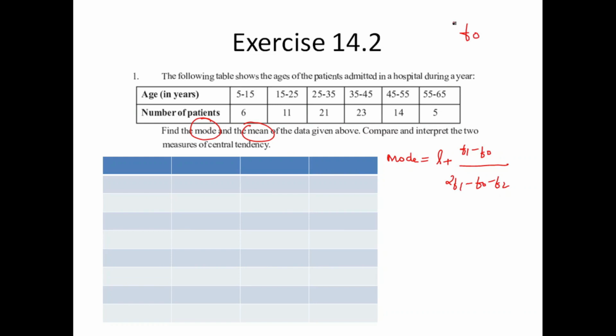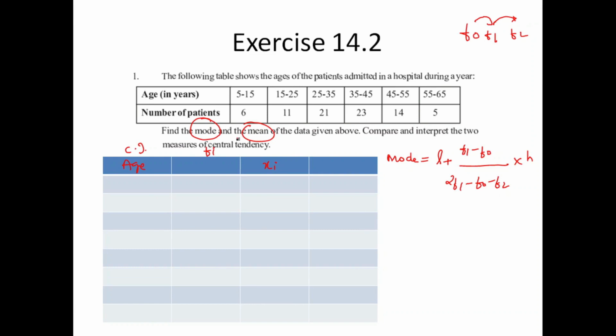So after that, you will be having the preceding and succeeding values. F0 is the preceding value of F1 and F2 is the succeeding value of F1. So F1 is mandatory to find, into your H, the difference of the class intervals. Let me write the ages as your class intervals, and the number of patients is your f of i.